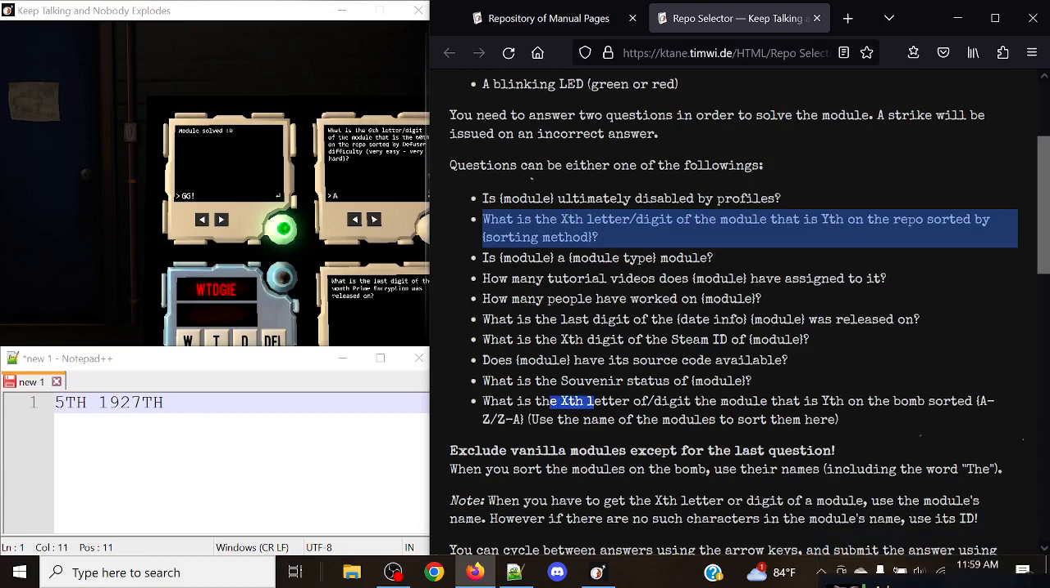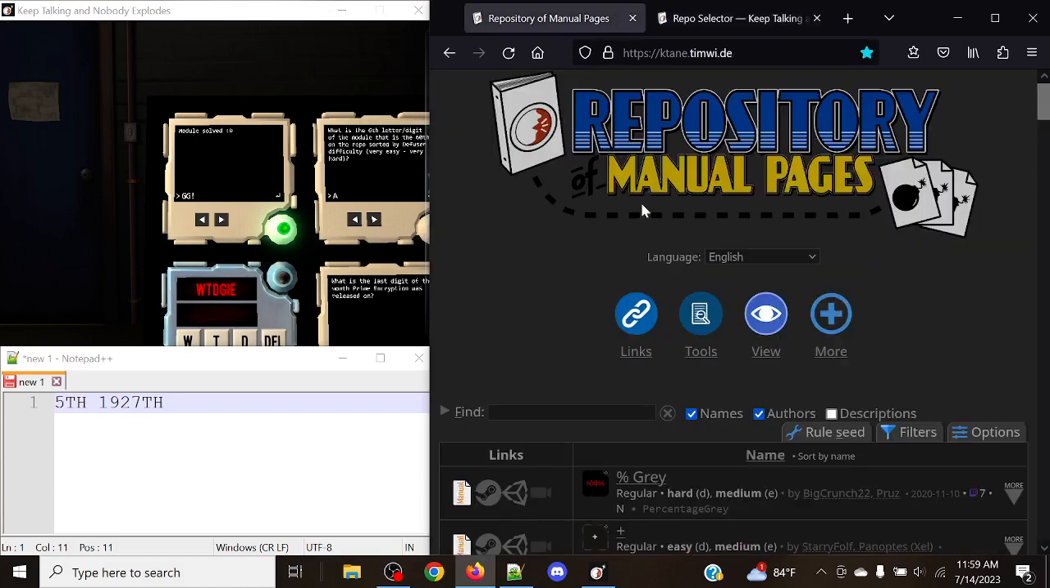And the last question is specifically referring to on the bomb. So the only case that you're going to include vanilla modules is when they're on the bomb. Otherwise, we're going to simply ignore them for the rest of our time.